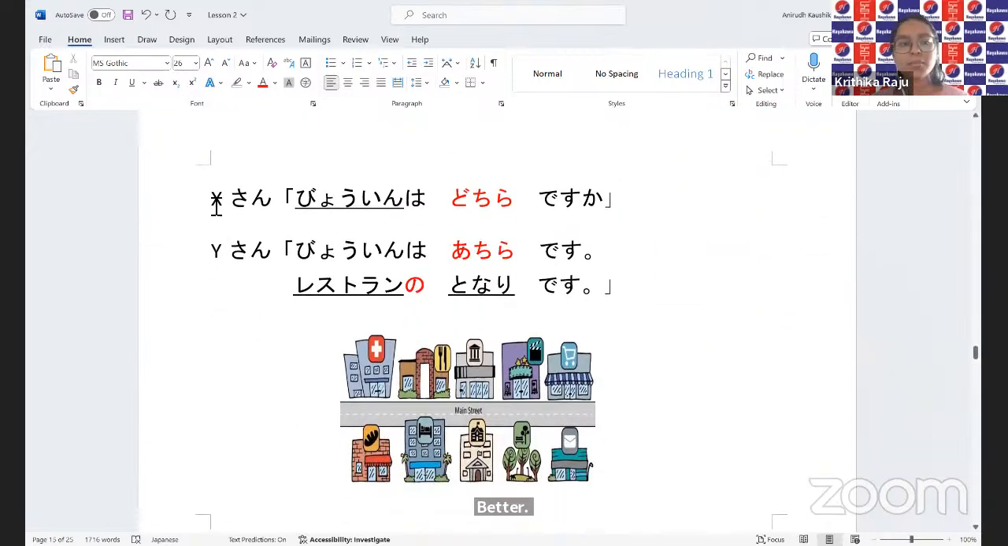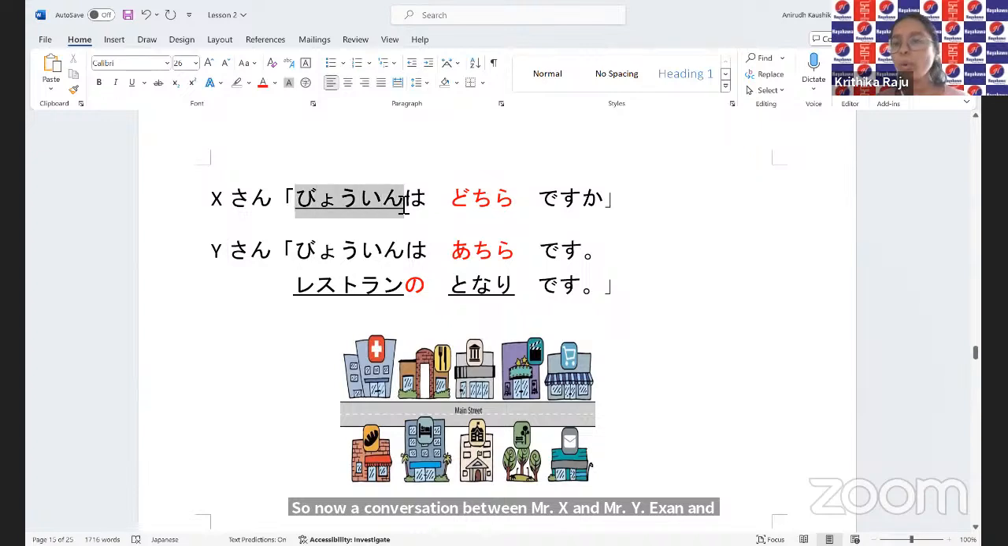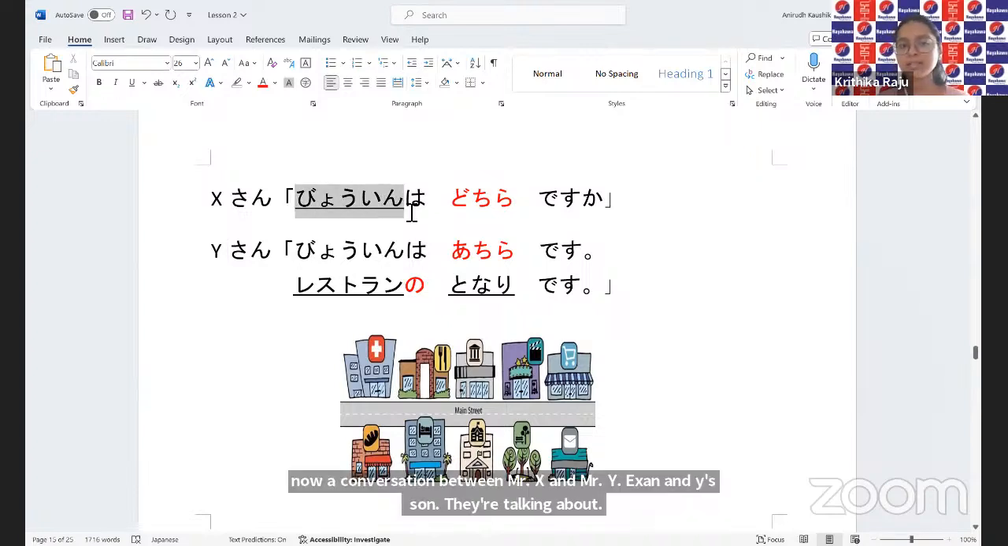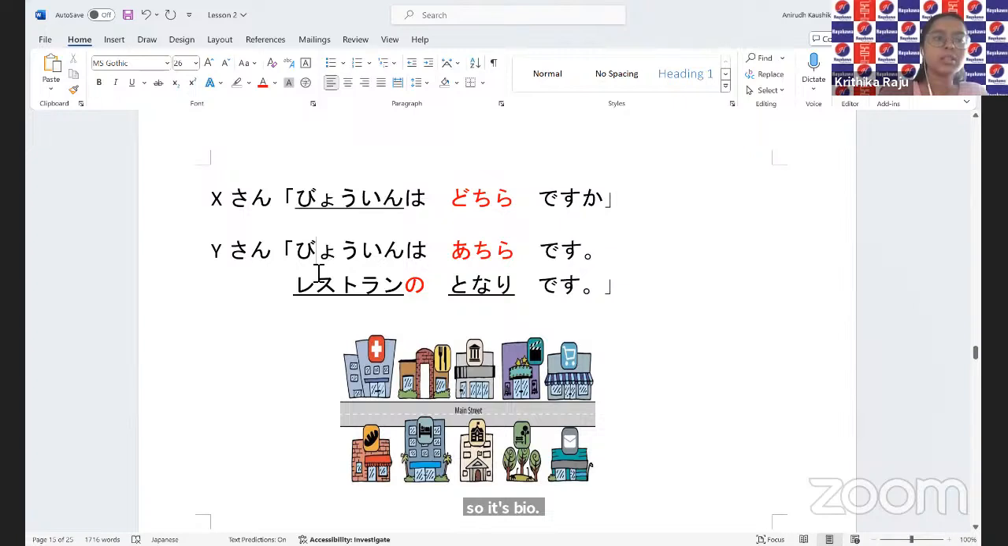So now a conversation between Mr. X and Mr. Y, X-san and Y-san. They're talking about byoin. Can you all read this word? Try and read it. Byoin. B and the small yo is byo. That is elongated with the u. So it's byo. Byoin is hospital.